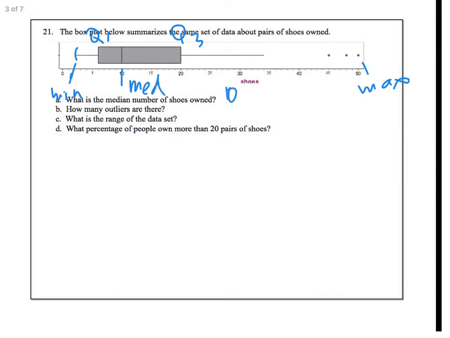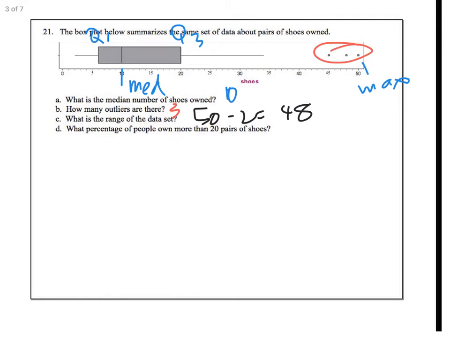How many outliers are there? Outliers are shown by these dots. Those are our outliers. So there are 3 outliers. What is the range of the data set? Range is still the same, so I would have a max of 50 minus our min of, let's erase here so I can see what I had there. Minimum looks like it is 2, so then a range of 48.